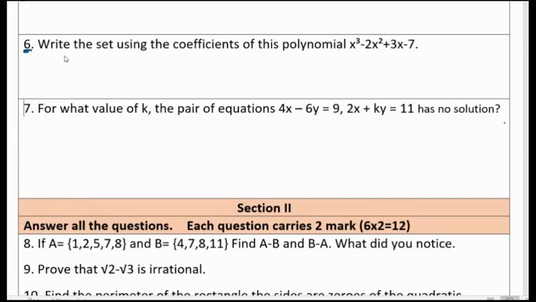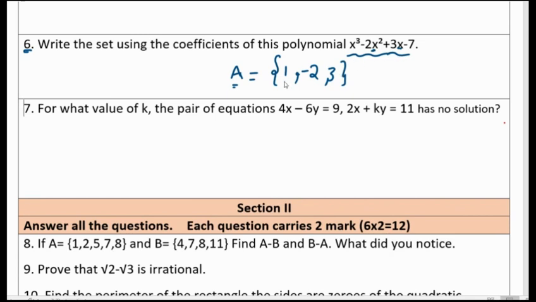Sixth question. Write the set using the quotient of the polynomial x cube minus 2x square plus 3x minus 7. So we know the quotient. Usually a set is represented with a capital letter. I'm taking here capital A is equal to the quotient of x cube is 1. If there is no coefficient, we have to assume it as 1. Quotient of x square is minus 2. Quotient of x is 3.